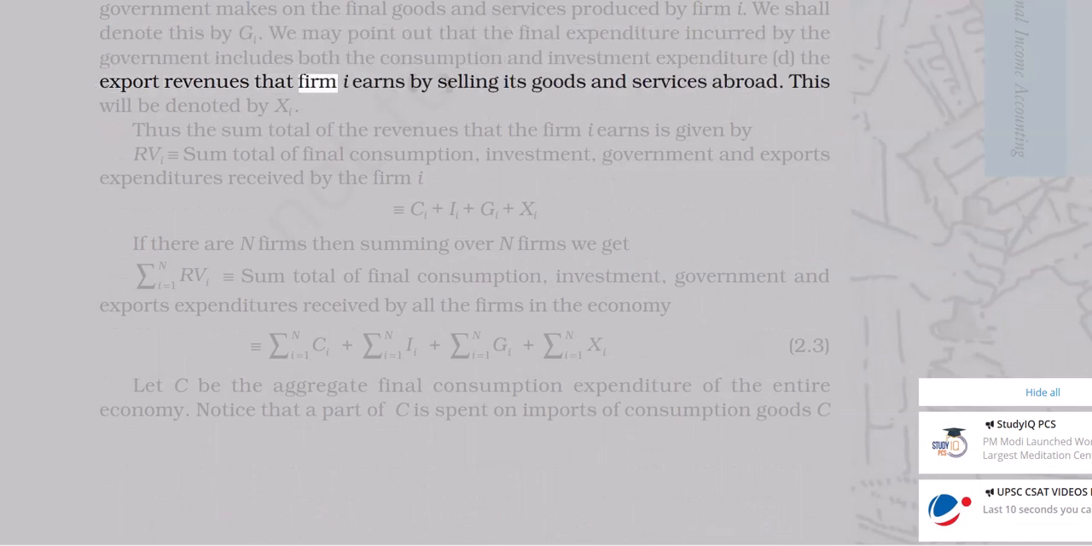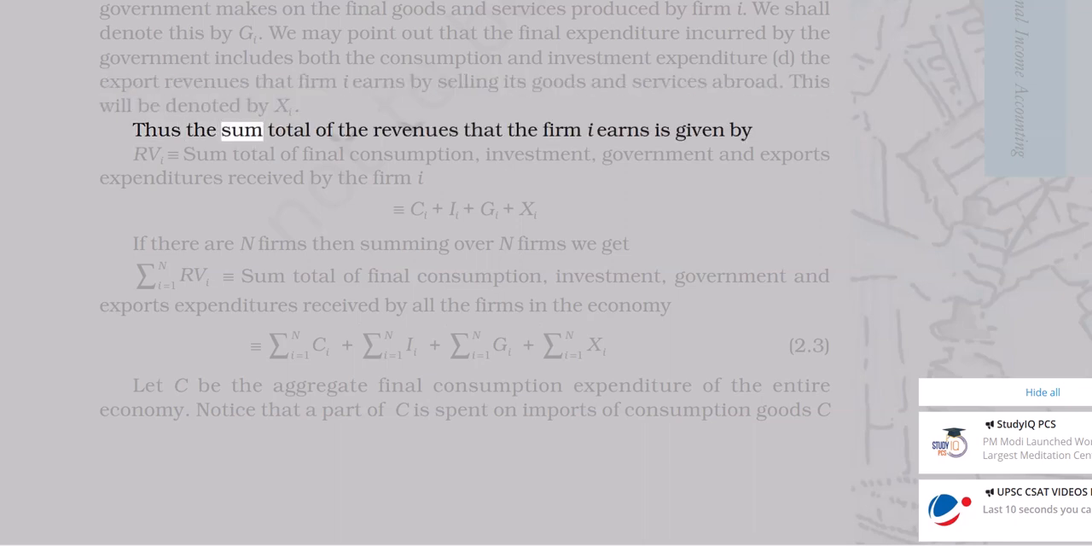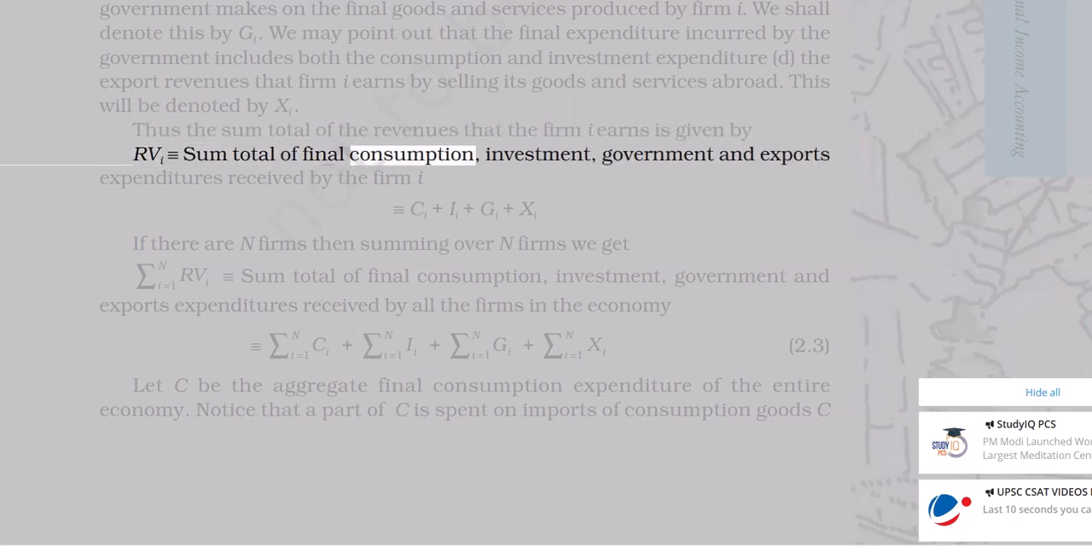We may point out that the final expenditure incurred by the government includes both consumption and investment expenditure. D. The export revenues that firm i earns by selling its goods and services abroad. This will be denoted by Xi. Thus the sum total of the revenues that the firm i earns is given by RVi, the sum total of final consumption, investment, government and exports expenditures received by firm i: Ci plus Ii plus Gi plus Xi.